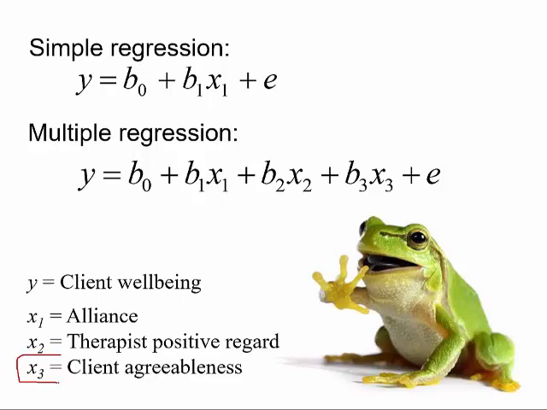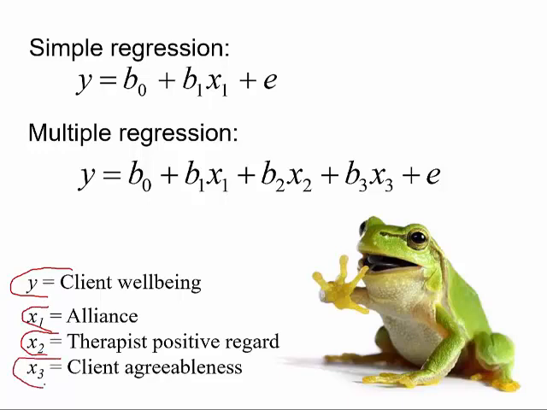And maybe clients who have high levels of agreeableness might be more cooperative during therapy sessions, might be more likely to do what the therapist asks, and as a result, they might do better in therapy and have better client well-being at the end of therapy. So we can ask the question, to what degree is client well-being predicted by all three of these things? Alliance, therapist positive regard, and client agreeableness.